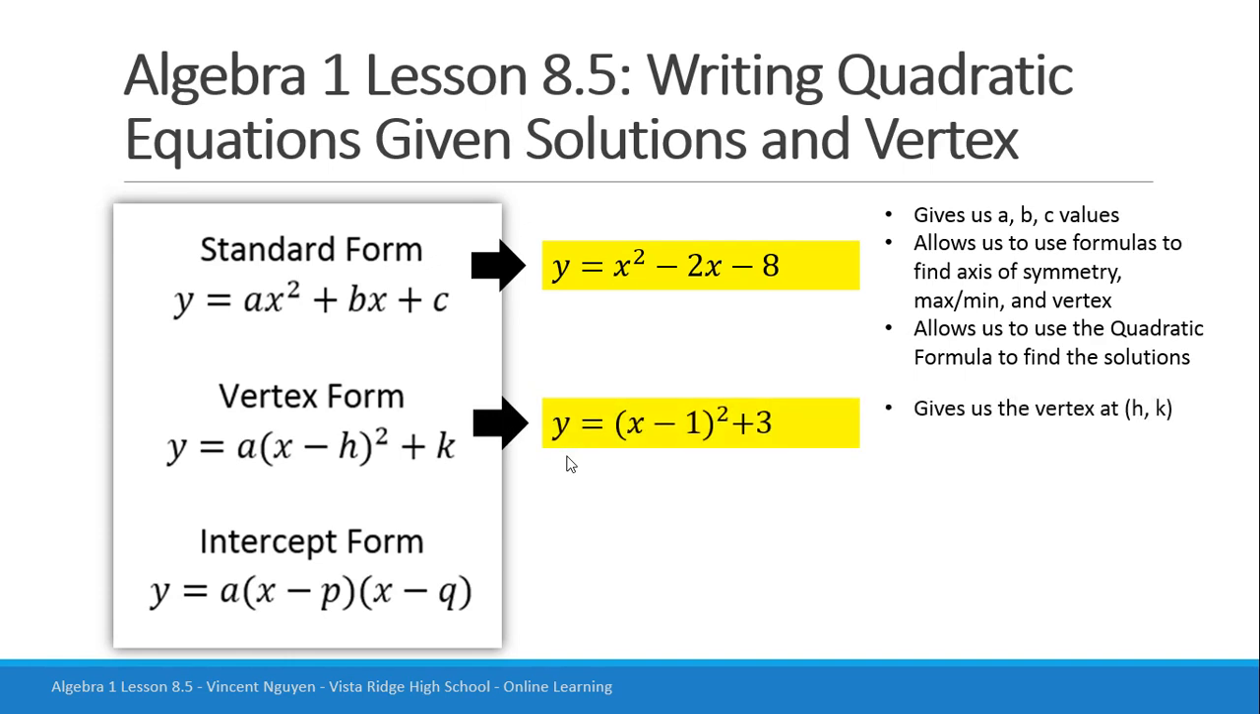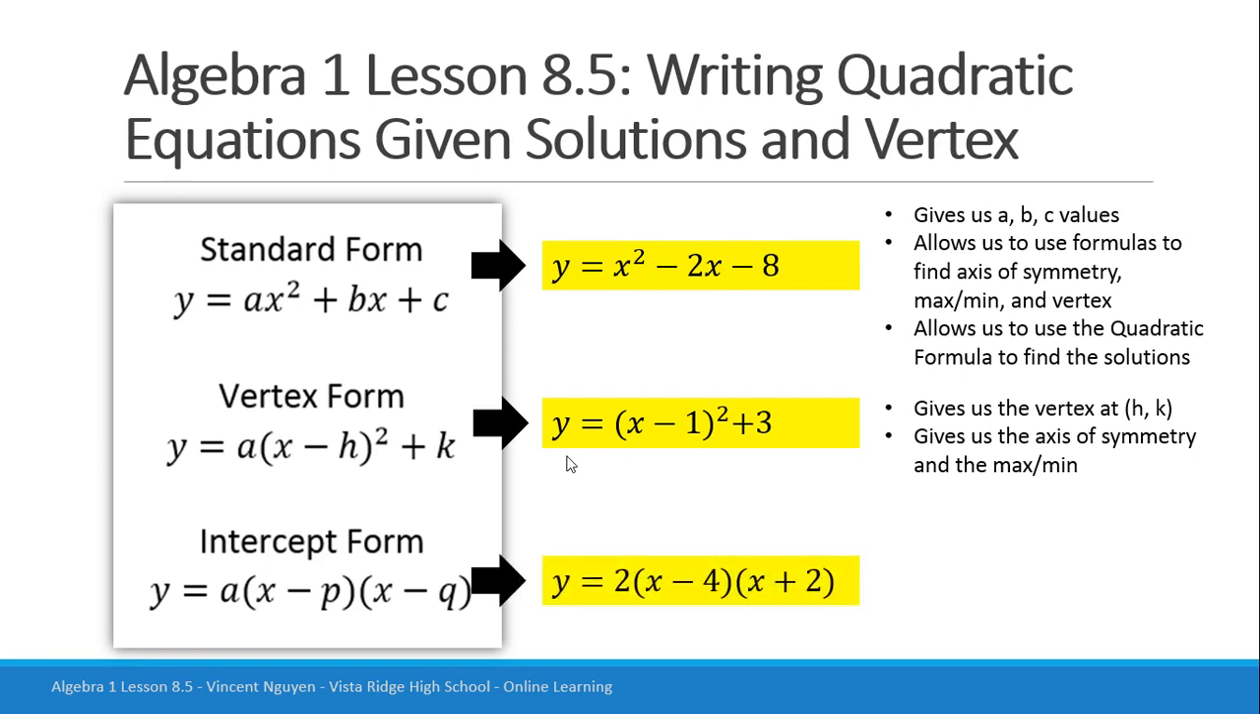The vertex form, here's an example of the vertex form, right? The vertex form gives us the vertex at h and k, like I mentioned before. And it also gives us the axis of symmetry and the maximum because these two values come from the vertex. H is your axis of symmetry and k is either your maximum or your minimum. Okay. Finally, this is called the intercept form or the factor form. The factor form gives you the x-intercepts or the solutions, right? The solutions here are 4 and negative 2.